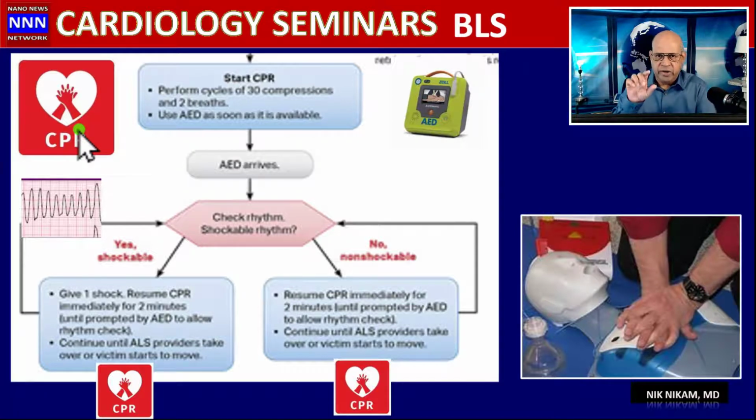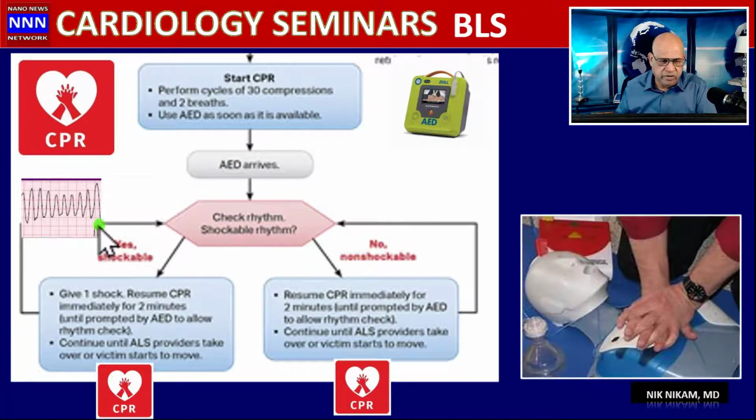Make sure you compress 5 centimeters or 2 inches, and the hand recoils completely back, allowing the chest to expand. You continue these compressions without interruptions. 30 compressions, 2 breaths for a single operator. 30 compressions. You do it for 2 minutes. After that, you check for the rhythm. You attach the AED pads and you look for the rhythm.